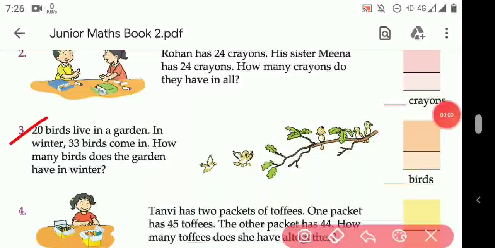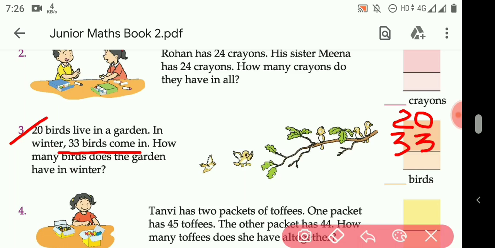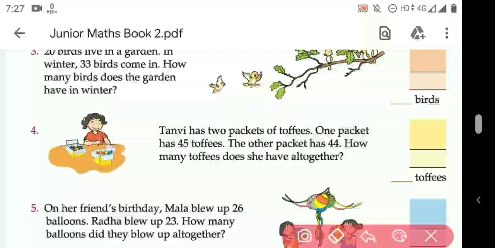Number 3. 20 birds live in a garden. In winter 33 birds come in. In winter 33 more birds come in. So we'll write it here first. 20 birds were there in the garden already and 33 birds come in winter. How many birds does the garden have in winter? So we have to tell the total number of birds which are there in the garden at present. So we will add them now. 0 and 3, 3, 2 and 3, 5. So what is the answer? 53 birds.